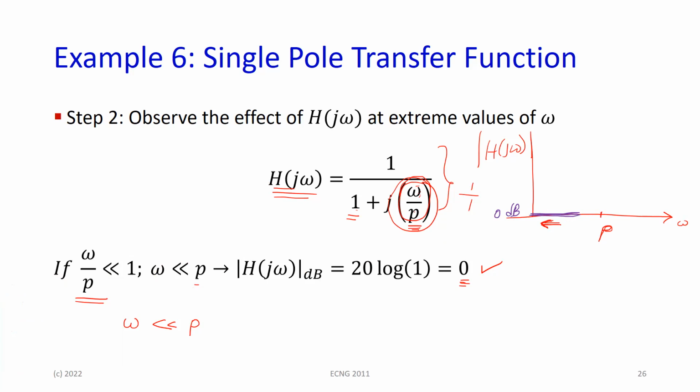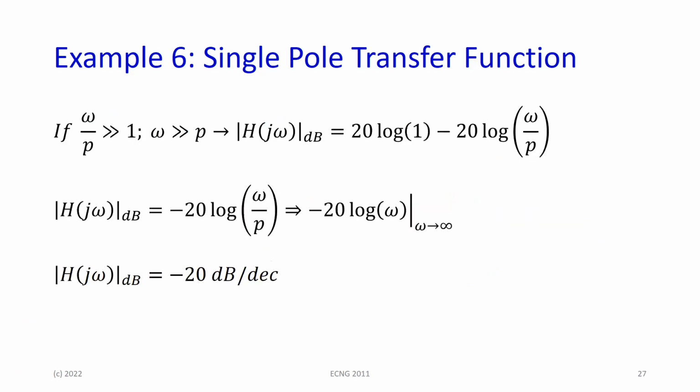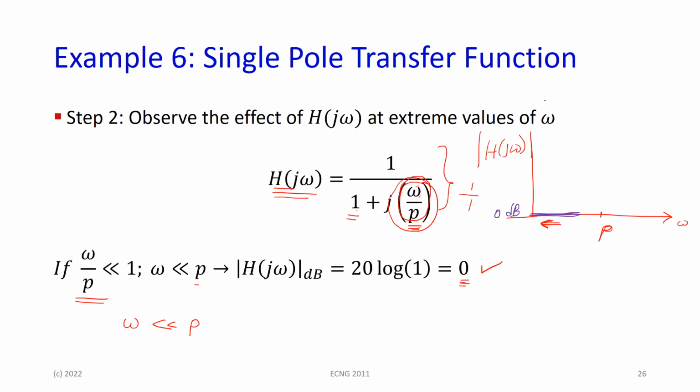Yes, sir. Good. Let's look at the other one now. If omega over p is much greater than 1 now, let's see what that gives us. If omega over p is much greater than 1, then what we have here, if I convert this whole thing to... where am I? Get back my pen here.